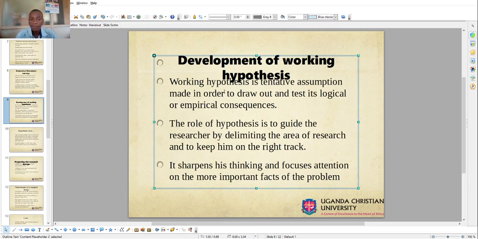That's a hypothesis. You can go on and test and confirm whether it's true that indeed you find that a person who goes up the roof is more quarrelsome than the one who goes up the ground. Okay? So that's a hypothesis.